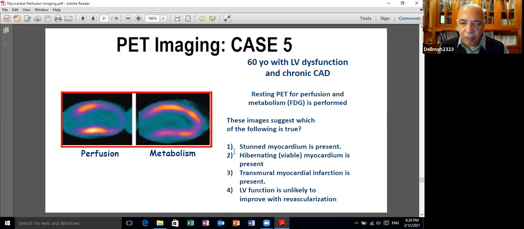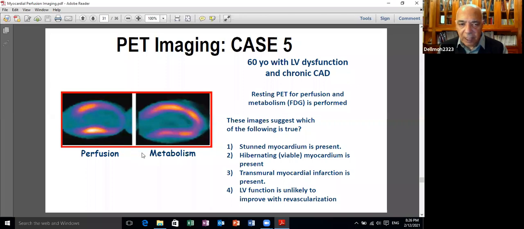Now let's go through them one by one. Stunned myocardium, you get normal perfusion and normal metabolism. So why is it stunned and not normal? Because there is hypokinesia. So in stunned myocardium, you get a triad: normal perfusion, normal metabolism, and left ventricular hypokinesia, as evident by the gated PET or gated SPECT. Hibernating myocardium, you get mismatch, no perfusion, but good metabolism. Transmural myocardial infarction, that's a necrotic tissue or a scar, you get no perfusion and no metabolism.